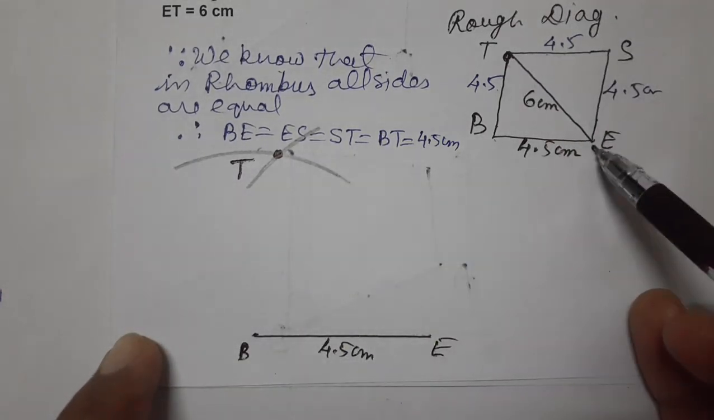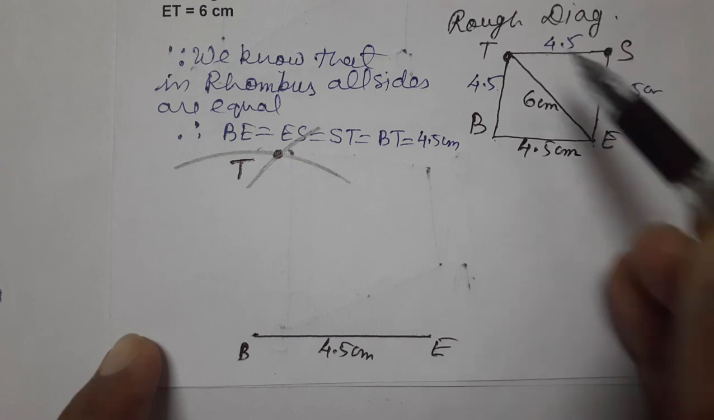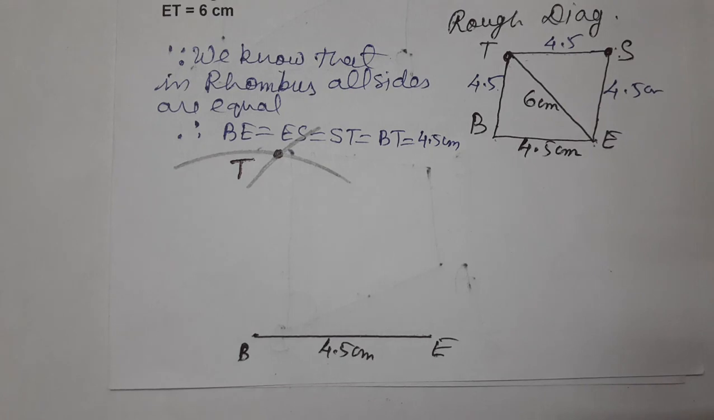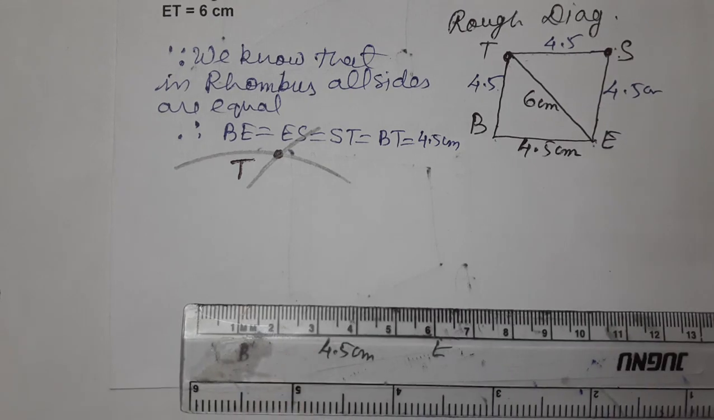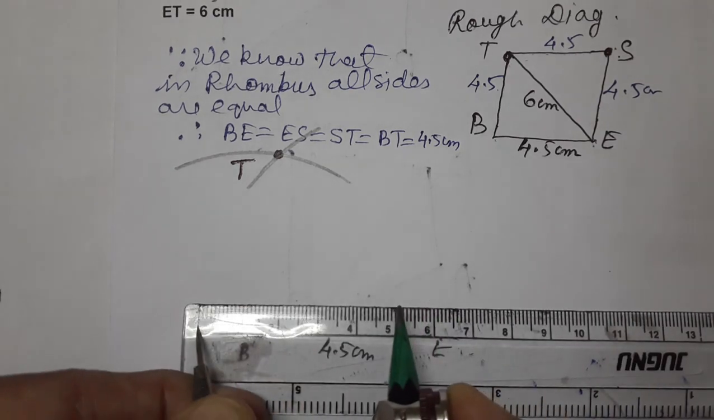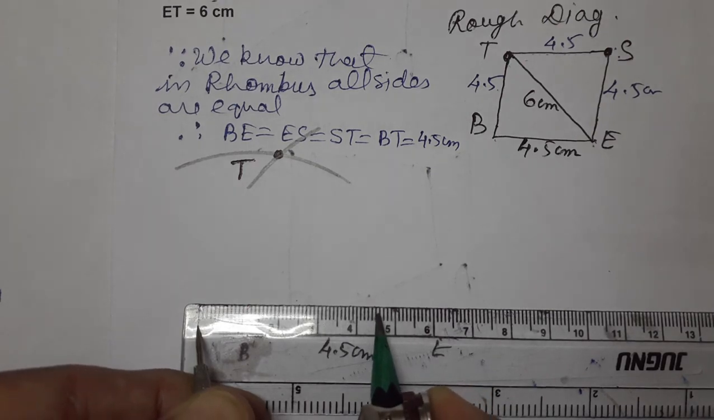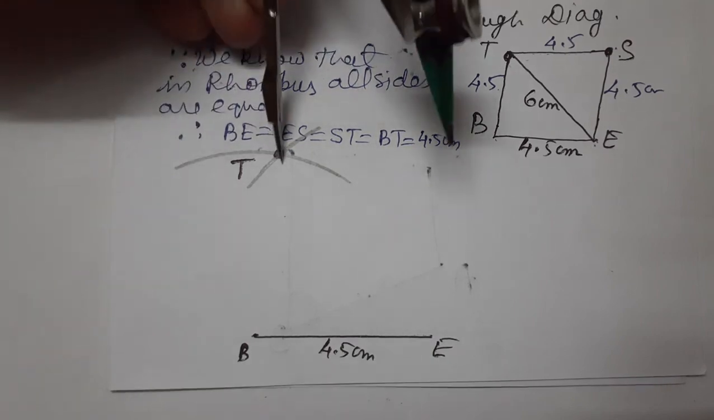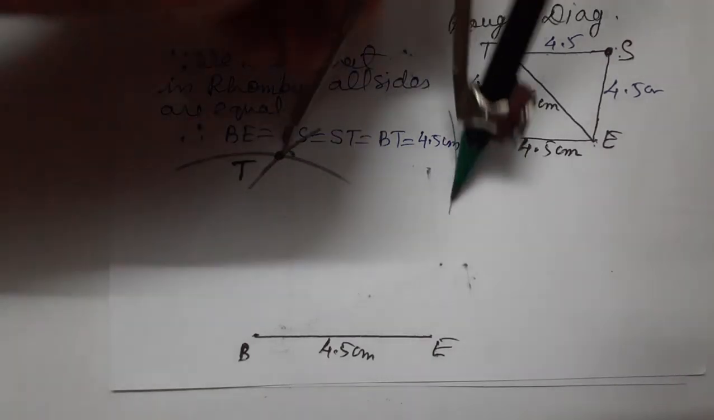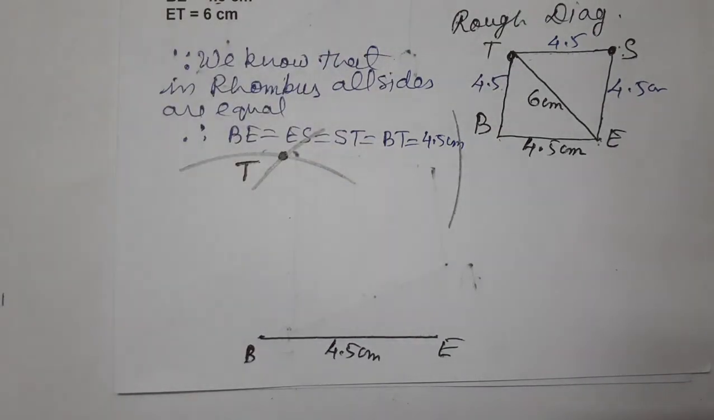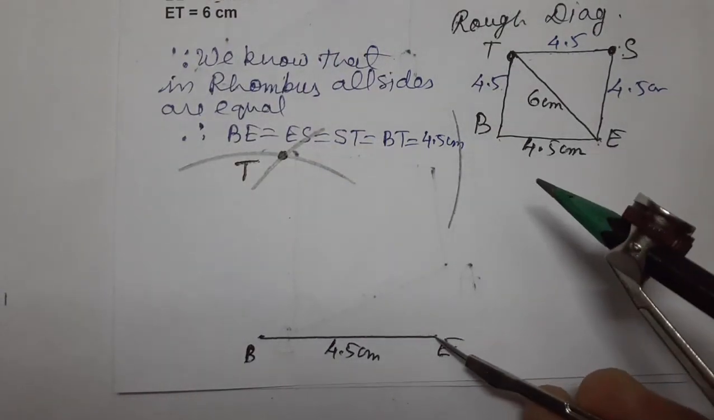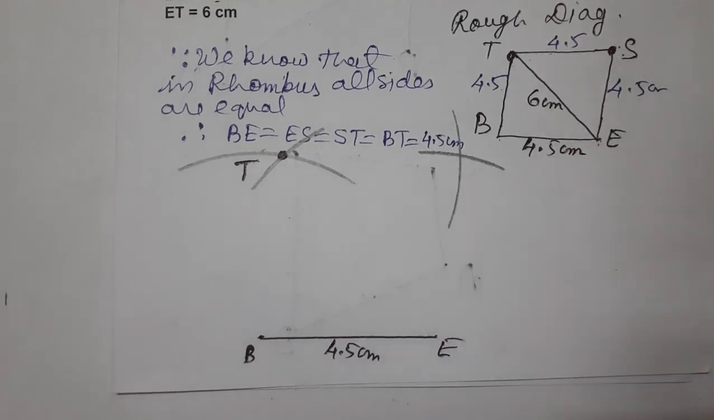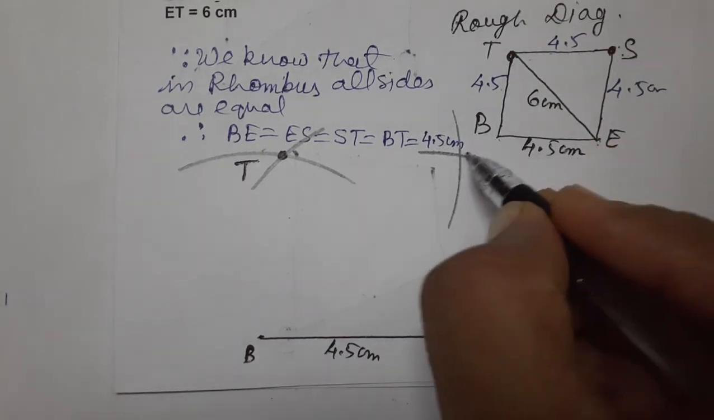Now T to S, E to S. Our second point is S. T to S and E to S are both 4.5 only. So take arc radius 4.5 centimeter again. First from T draw 4.5, and from E also draw 4.5 only, because both are the same. So we got the point. Next point is S.